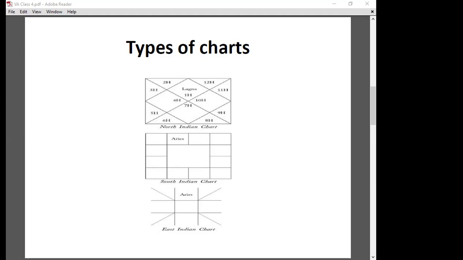Then there are signs which indicate stability and fixity. These signs are also very stubborn. So who are the stubborn signs? They are 2, 5, 8 and 11. That means Taurus, Leo, Scorpio, and Aquarius. Then there are signs which indicate a balance between the fixed nature and the movable nature. Those signs are known as dual signs. Which are the dual signs? 3, 6, 9 and 12. That means Gemini, Virgo, Sagittarius and Pisces. These are the dual signs.